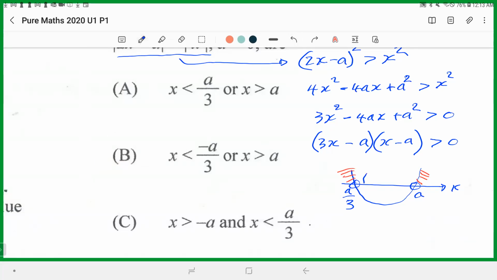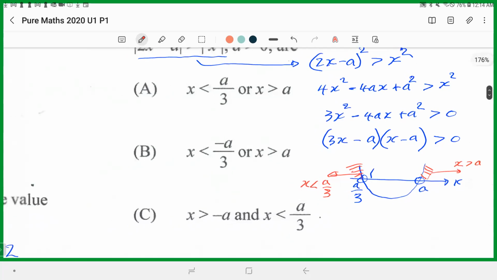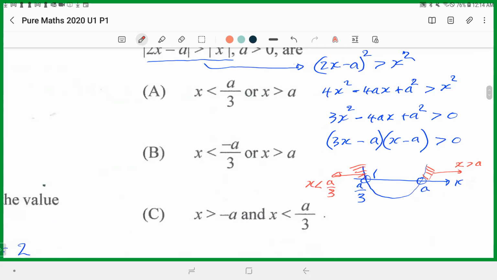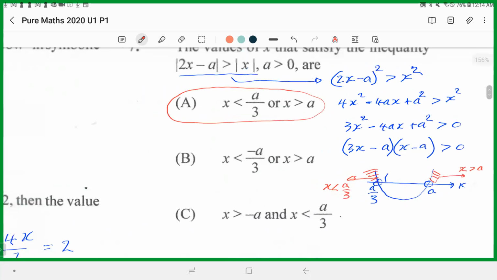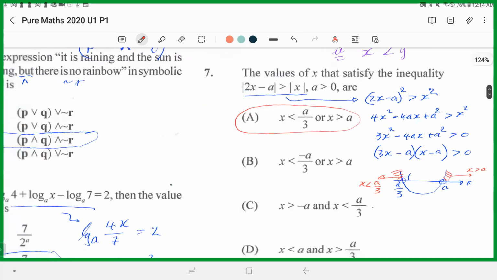Now this part is values to the right of a, so x has to be greater than a. This one is values to the left, which means that we want x to be less than a over 3. And basically that answer is the one right here. All right, nice and easy.